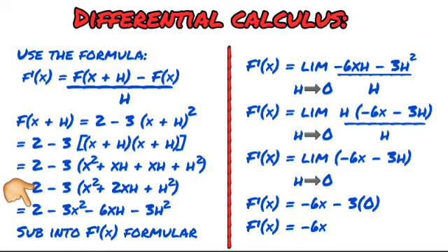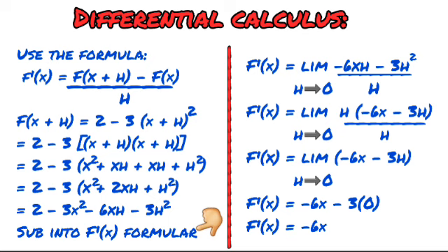The 2 still remains as is for the time being. Then we say minus 3 times x squared is going to give me minus 3x squared. Minus 3 times 2xh is going to give me minus 6xh. Then minus 3 times h squared is going to give me minus 3h squared. Then from there we have what we call our f of x plus h.